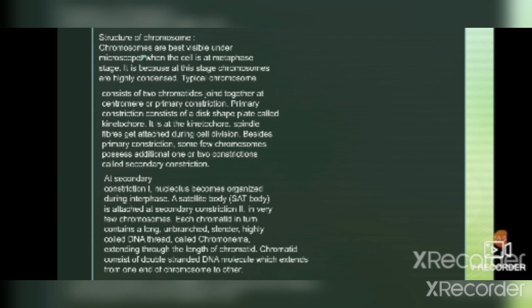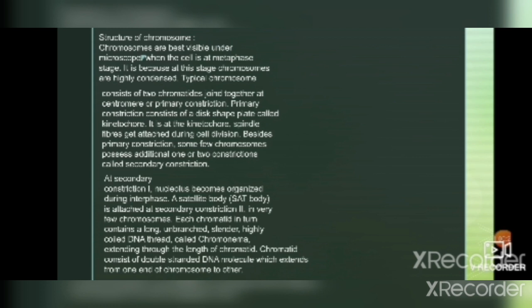Structure of chromosomes. Chromosomes are best visible under the microscope when the cell is at metaphase stage. We have studied this in 11th standard. It is because at this stage chromosomes are highly condensed. A typical chromosome consists of two chromatids joined together at the centromere or primary constriction.